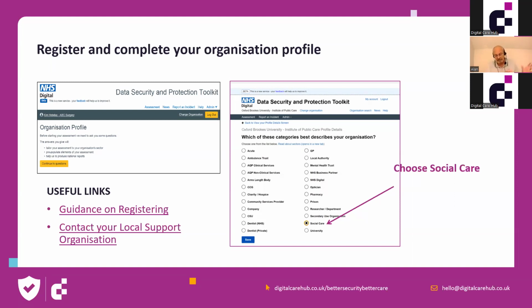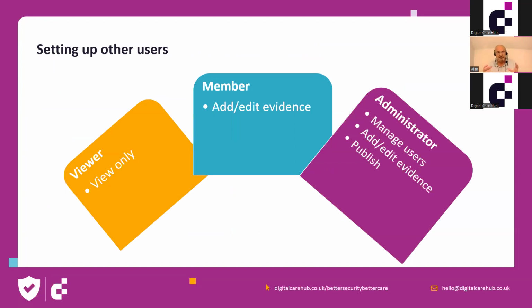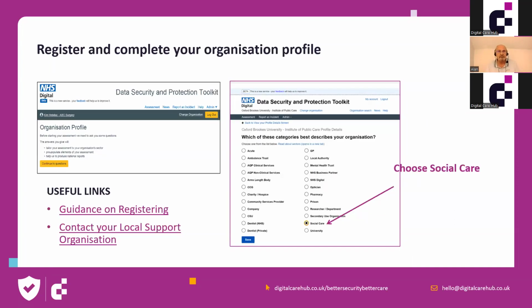So it will ask about your data protection officer, your CIRO, Caldecott Guardian, information governance lead. If we can just go back one, please. These questions are not essential. If you're not sure or you don't have these roles within your organisation, then it's perfectly okay to leave the questions blank. It won't prevent you from continuing to complete the DSPT.